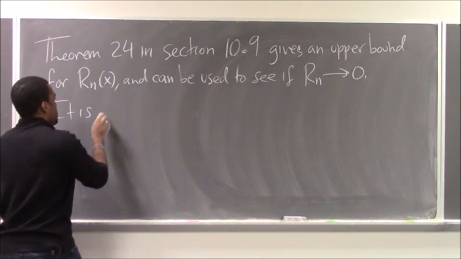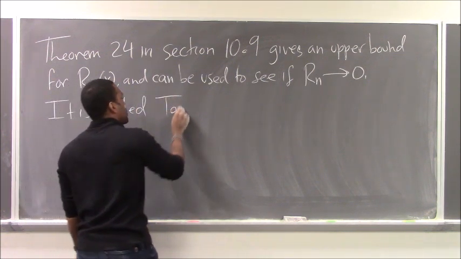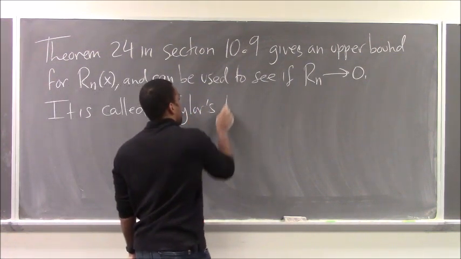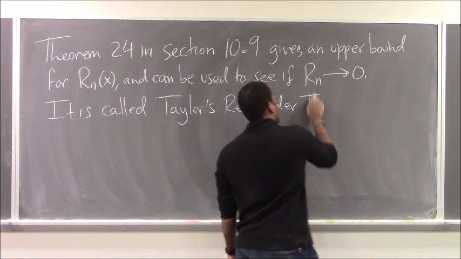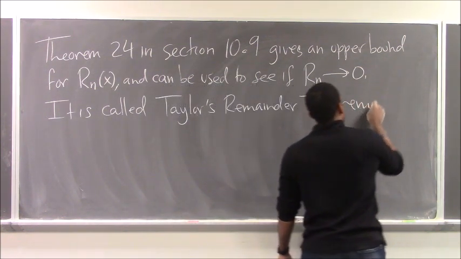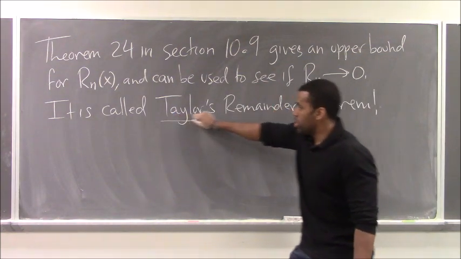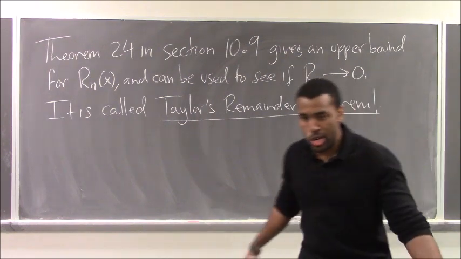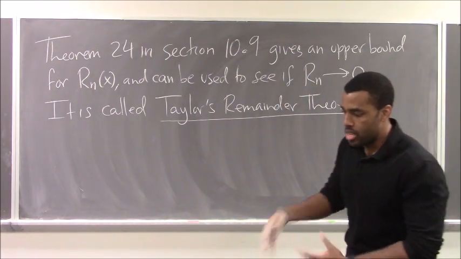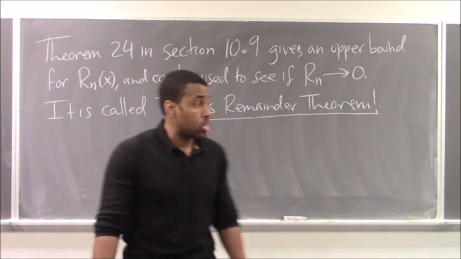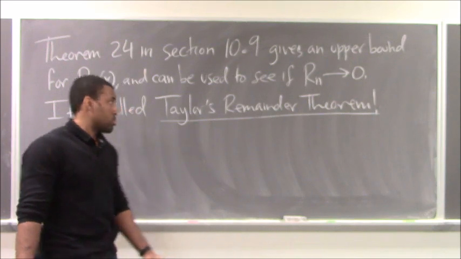The theorem has a name. It is called Taylor's remainder theorem. So there's something called the remainder theorem, which tells you how to actually bound remainder terms of a Taylor polynomial. Once they're bounded and you figure out that the upper bound approaches 0, then by comparison theorem, this guy is also going to approach 0.